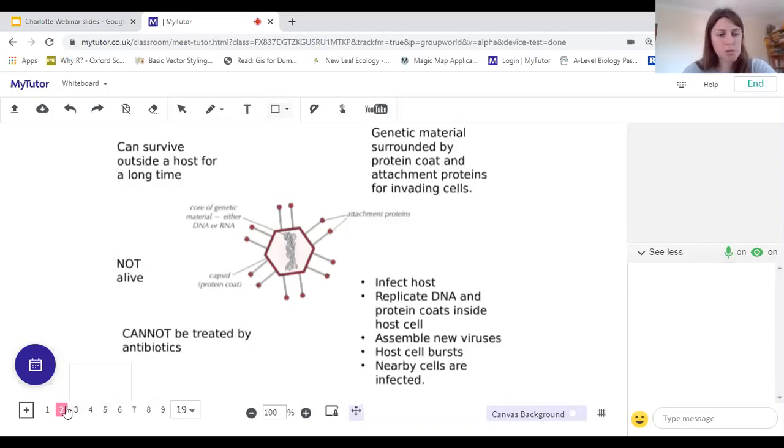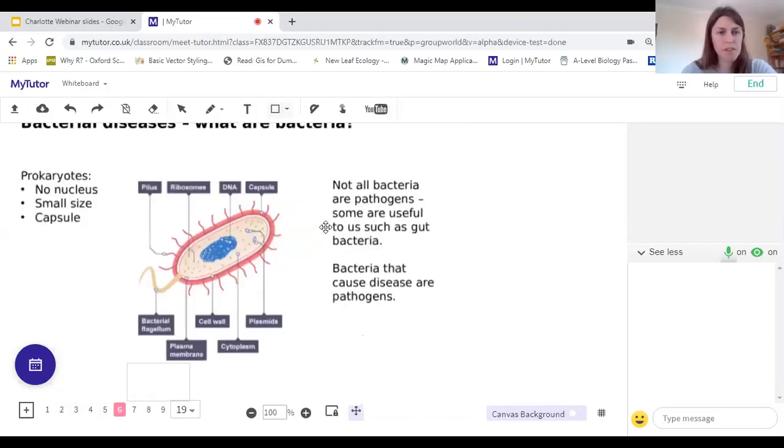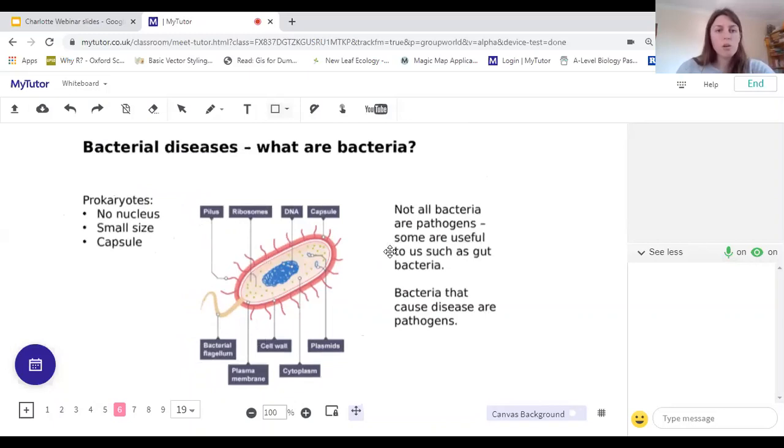Okay, let's move on to bacteria. What are bacteria? So bacteria we've learned about in cell biology. So bacteria are prokaryotes. So they don't have a nucleus. They are small in size. They tend to have a capsule. Their genetic material tends to be free in the cytoplasm, or you may have little circles of genetic material called plasmids.